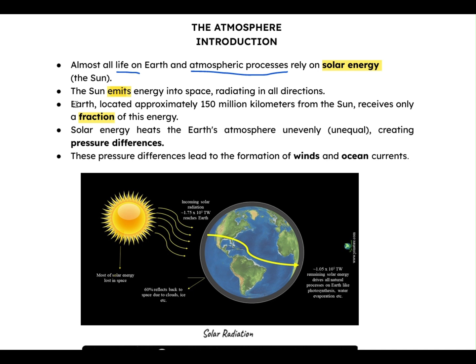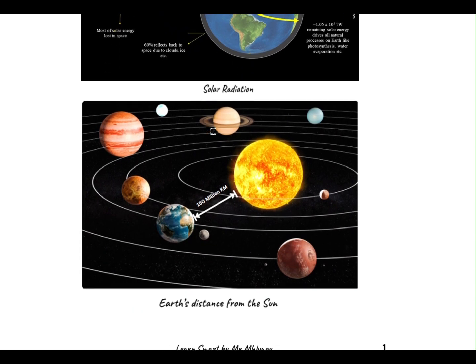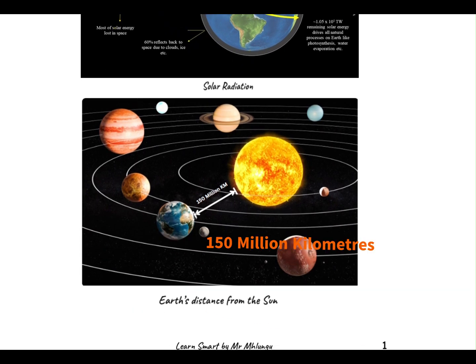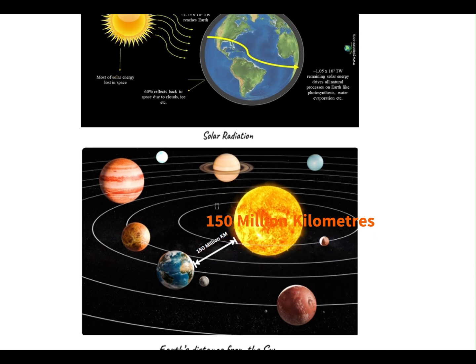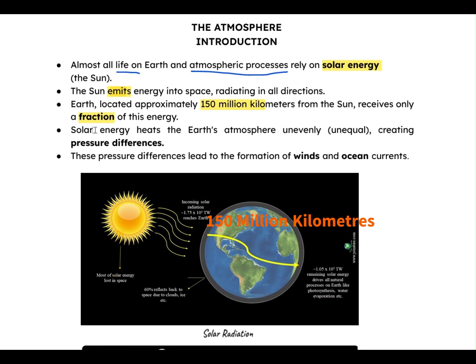Now, as you can see here, the earth is approximately 150 kilometers away from the sun. This is a depiction which basically shows that. Of course, it is understandable that only a fraction of the sun's energy will reach the earth, because the earth is too far from the sun.